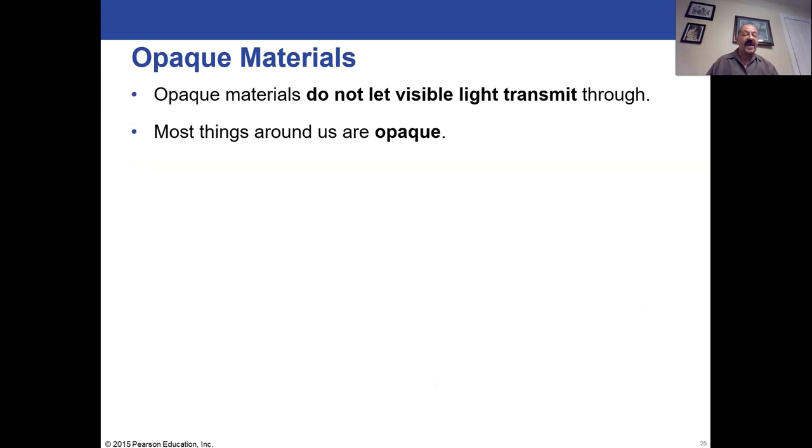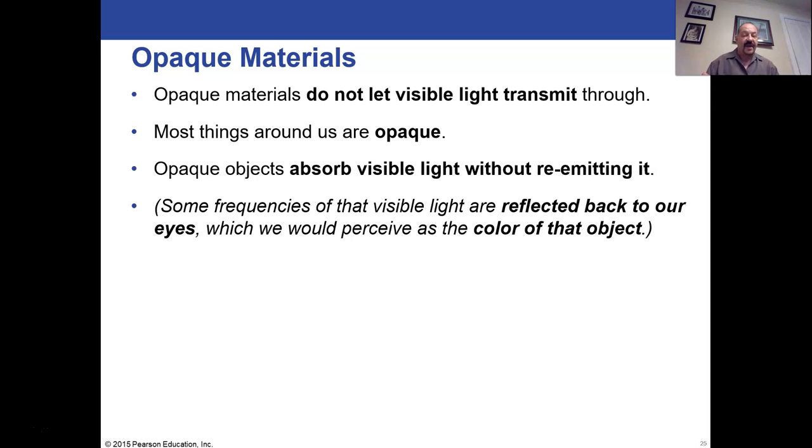All right. So opaque materials do not let visible light transmit through them. In other words, if they're opaque to us, we're looking at them and we can't see through them, then that means visible light is not going through it, because visible light has to come through from the other side through this material to reach our eyeballs. If light can't get through the material and reach our eyes, we will not be able to see through it, and that's what we call opaque. So most things around us are opaque.